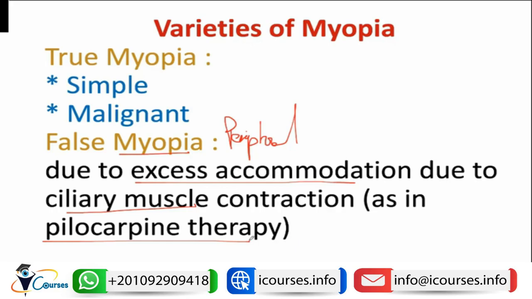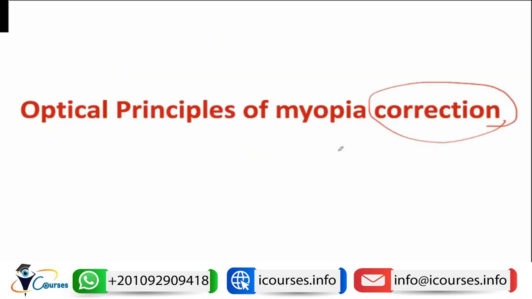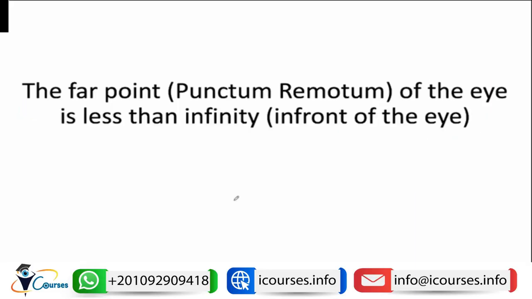So after knowing the principles of myopia, now what are the optical principles of myopia correction? So we have a problem, which is myopia, which leads the image to focus in front of the retina. So how can we correct it? The first thing is called the far point. The far point, or the other term, the punctum remotum, is less than infinity, in front of the eye. So what is the punctum remotum?